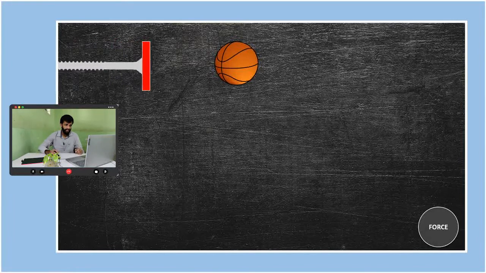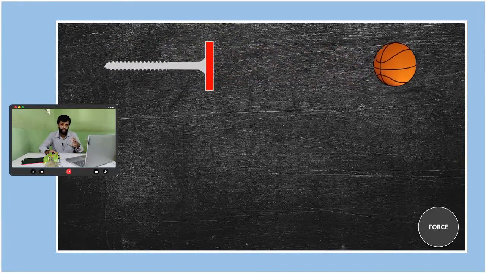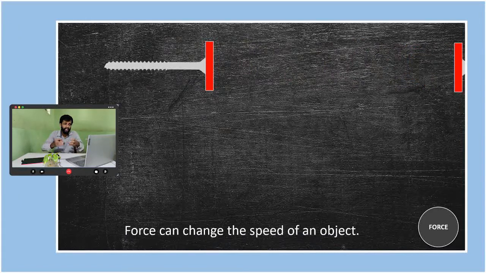Let us take another example. So there is a ball and some force hits it, it is moving slowly, and the moment there is another object which is hitting it, it moves with a greater speed. So I can say that force can change the speed of an object. So we have learned till now, force can change the shape, force can change the direction, and force can change the speed of an object.